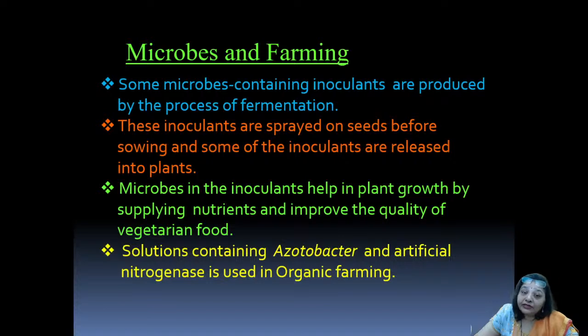In the same way, certain microbes containing some inoculants, which we can use, are produced during the process of fermentation. Now these inoculants are sprayed on seeds, or sometimes the seeds are soaked in those inoculants before they are sowed. So what exactly happens? The microbes enter the cells of the seeds, and these inoculants are released inside the crops as they grow.